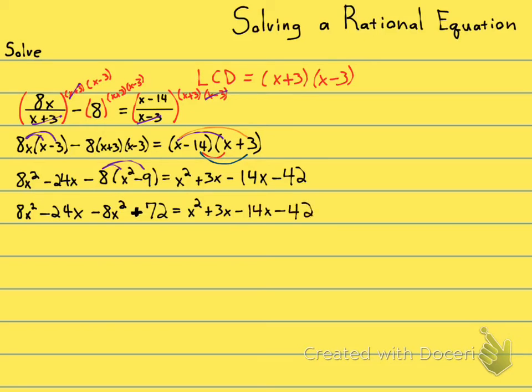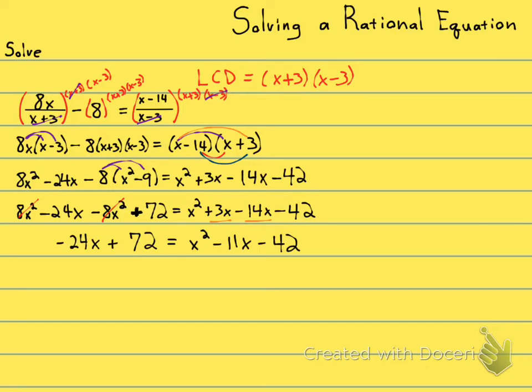Okay, so I have finished all my multiplying, all my distributing. Distribute, combine like terms. I do have some like terms. Let's look on the left-hand side. 8x squared and a minus 8x squared, guess what? Those cancel out. 8x squared minus 8x squared is 0. So I'm left with negative 24x plus 72 equals, and on the right-hand side, I can combine plus 3x with a minus 14x. So x squared minus 11x minus 42.